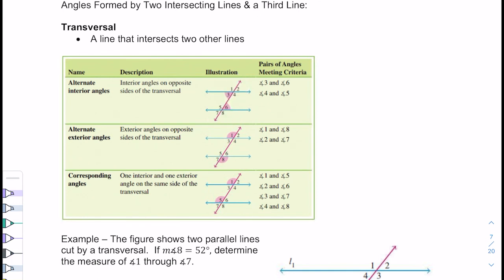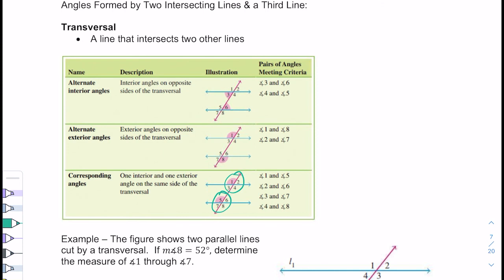And then last we have corresponding angles. So to correspond with something means to match up with it. So think of this as 2 tables, and you're sitting at seat number 1, and now you want to move tables. If you go to the other table, in order to be in the same seat, you would have to be in seat 5. And your friend that's in seat 2 is now going to be in seat 6. And the person at seat 4 would be at seat 8, and the person at seat 3 would be at seat 7. So the angles that match up are the corresponding angles.